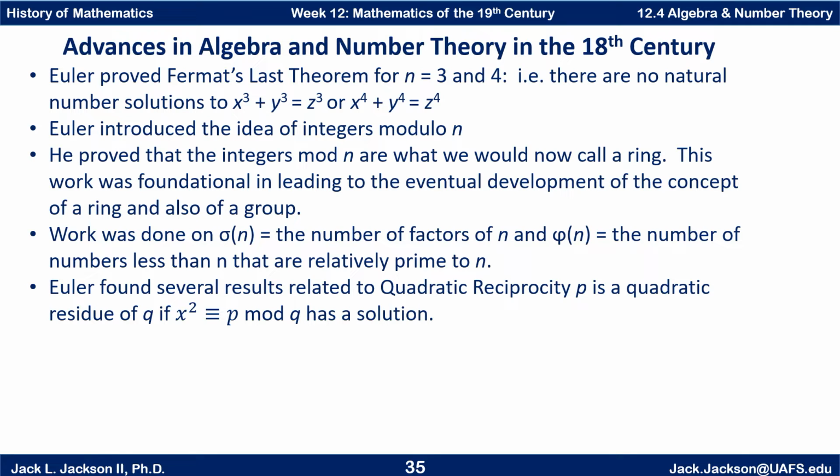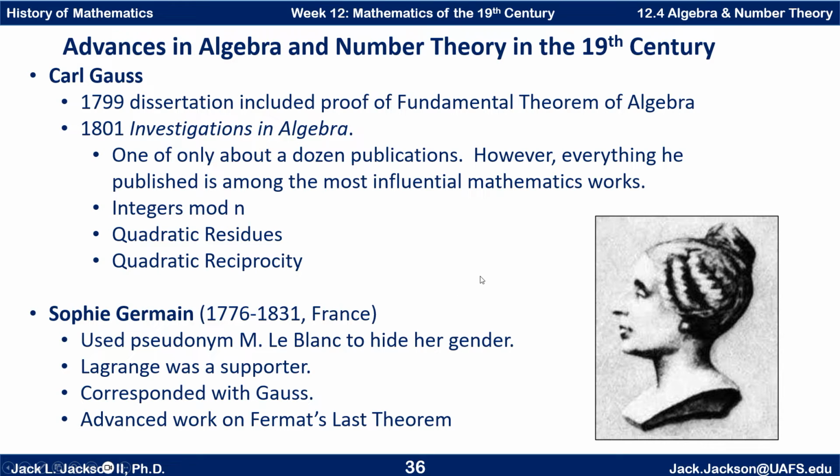Work was done on sigma of n, the number of factors of n, and phi of n, the number of numbers less than n that are relatively prime to n. Euler found several results related to quadratic reciprocity. p is a quadratic residue of q if x squared is congruent to p mod q has a solution. So some of the work was done on this, a lot of it by Euler in the previous century, and some work was done in advancing those areas in the 19th century.